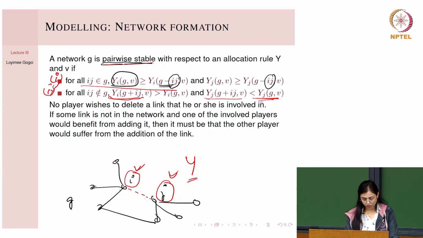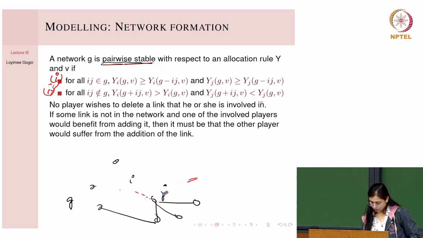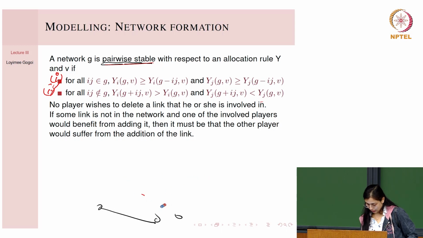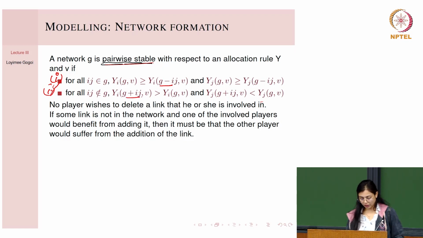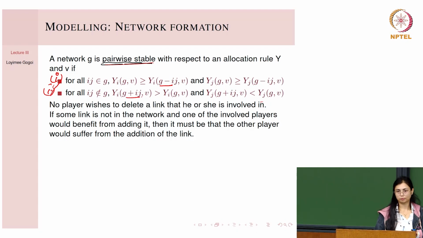So first definition, if we delete one link, then the player will get less payoff after removing the link. And if we want to add one link, one player will get more, but another player will get less.